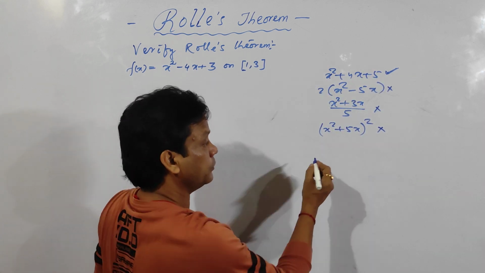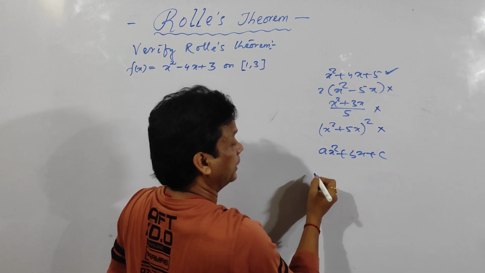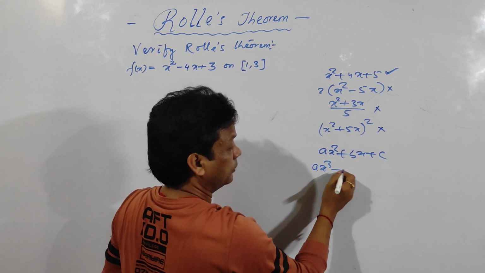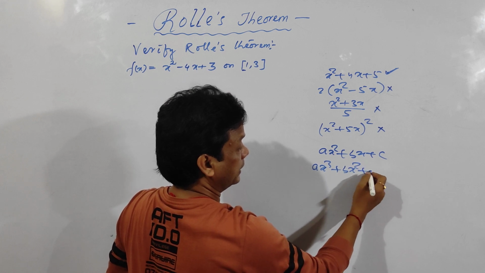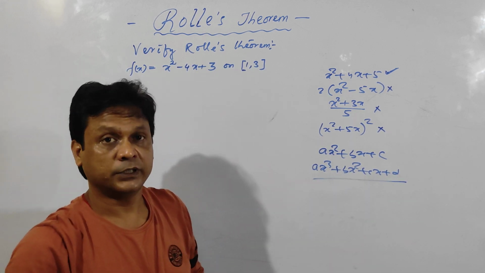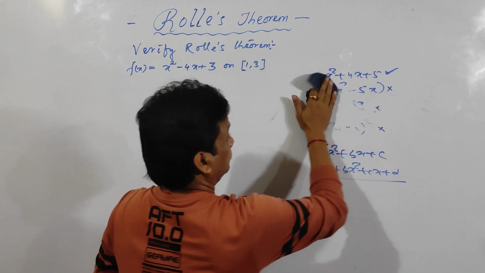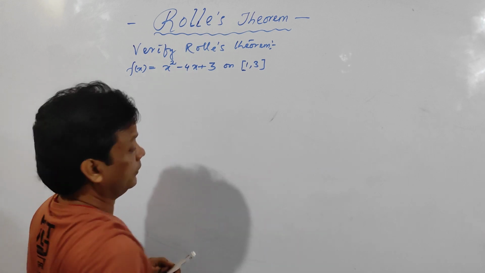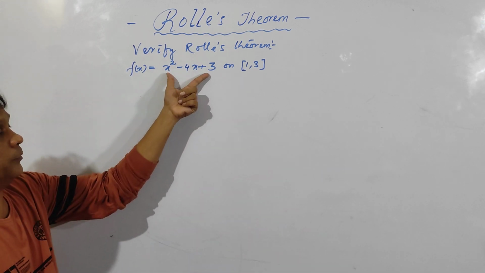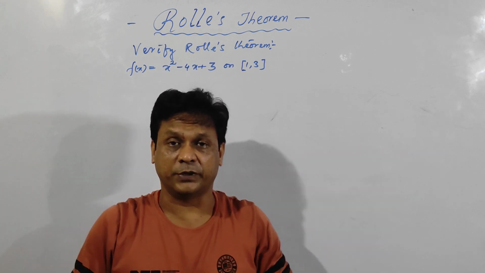Because the polynomial should be in this form, ax square plus bx plus c. That is a second degree polynomial. And for third degree, ax cube plus bx square plus cx plus d. It should be in this form. Then only you can call it a polynomial. See here, it is a polynomial. And already I have told you, a polynomial function is everywhere continuous and differentiable.